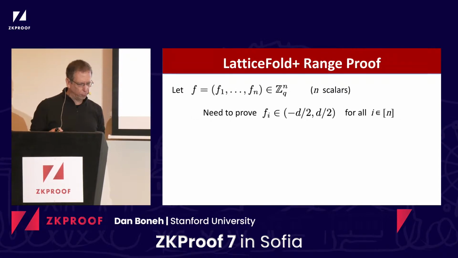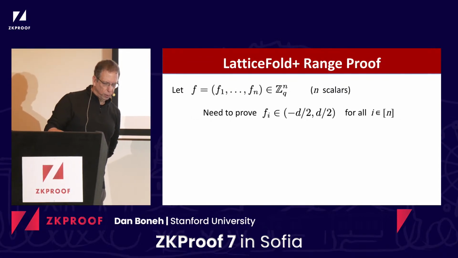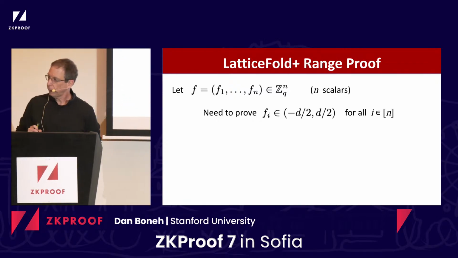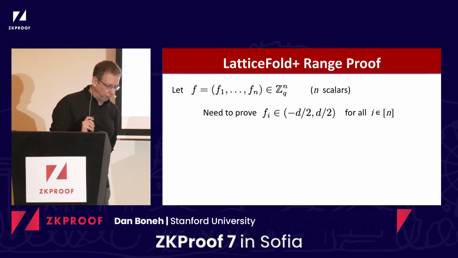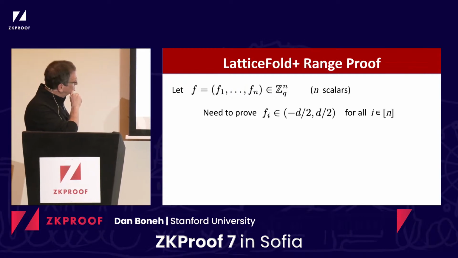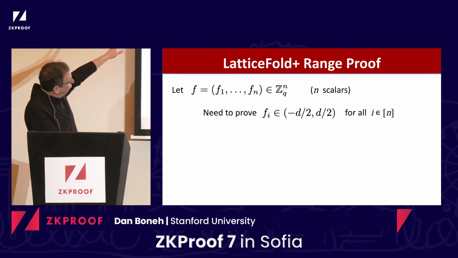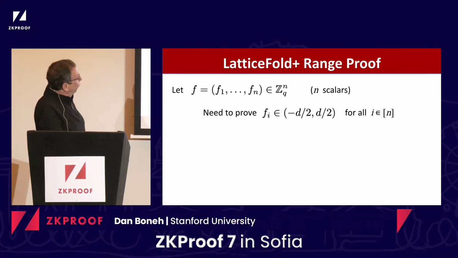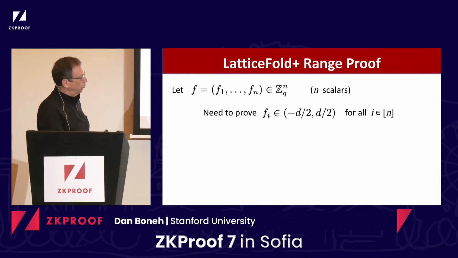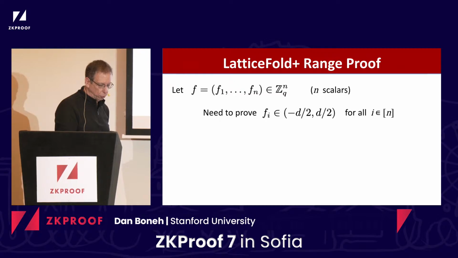So I thought I would just end by showing you a little bit of how the LatticeFold Plus range proof works. Actually, how am I doing on time? Oh, wow, fantastic. So I was going to go through this very quickly. Okay, so the way this range proof works is basically as follows. Suppose we start off with a simpler problem where we just have n scalars, and we want to prove that these n scalars are in a certain interval. Okay, so they have low L infinity norm.